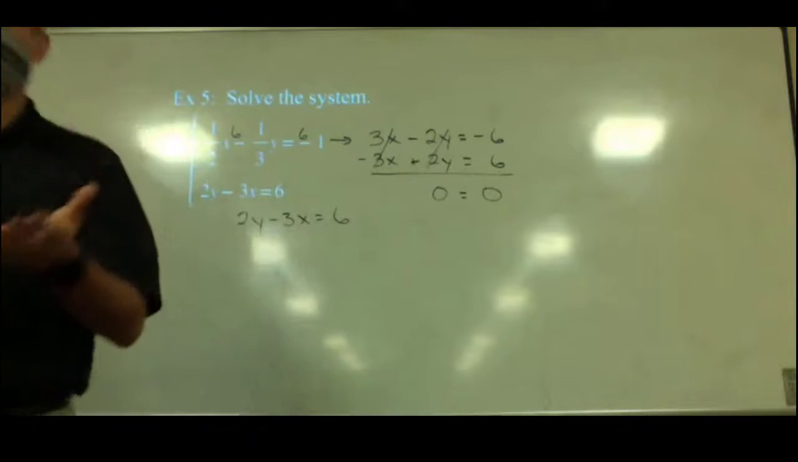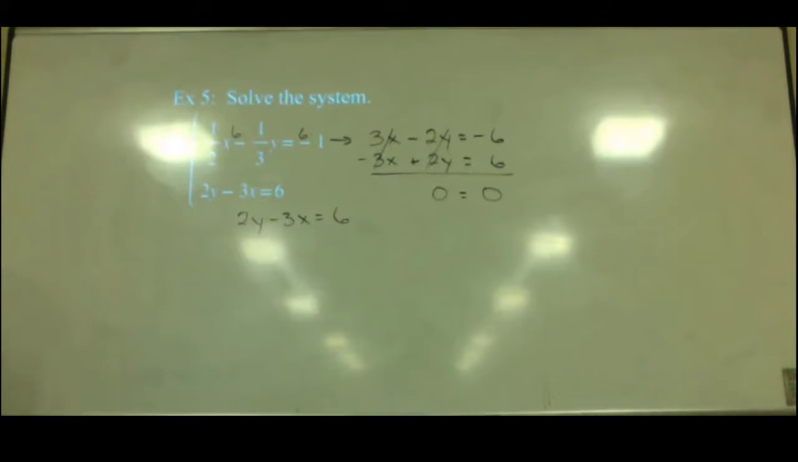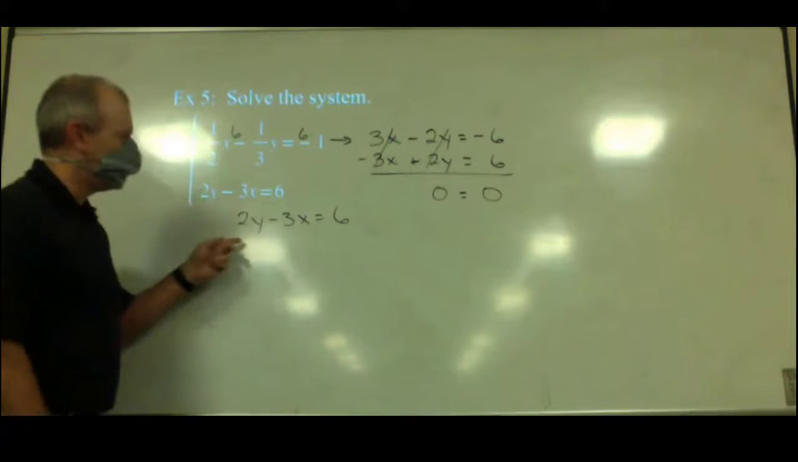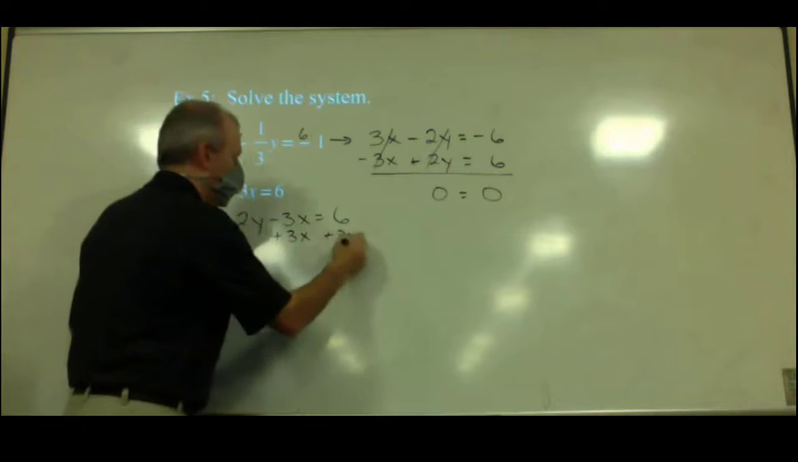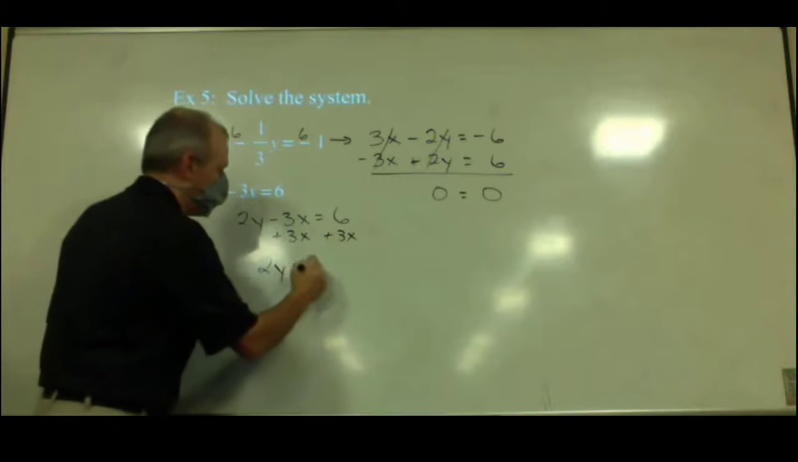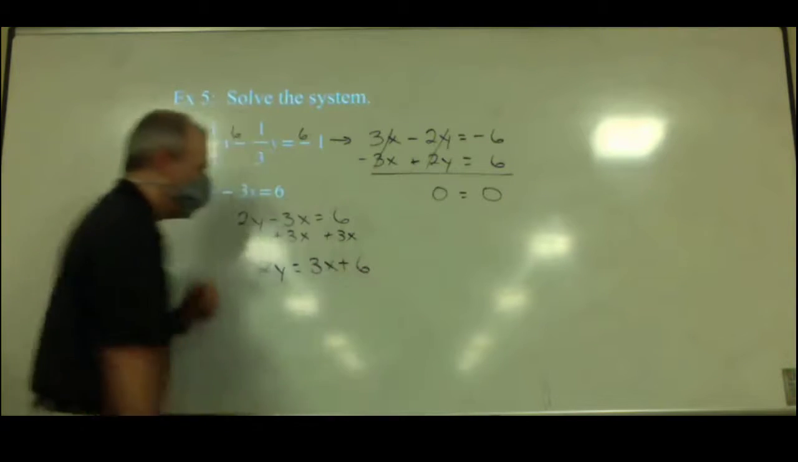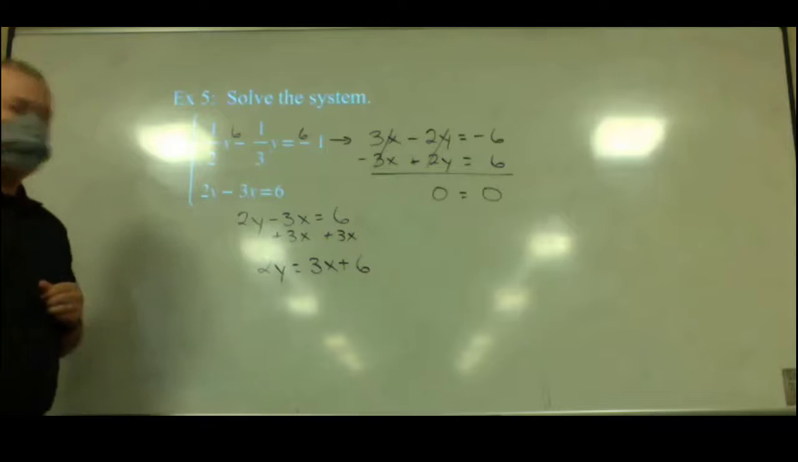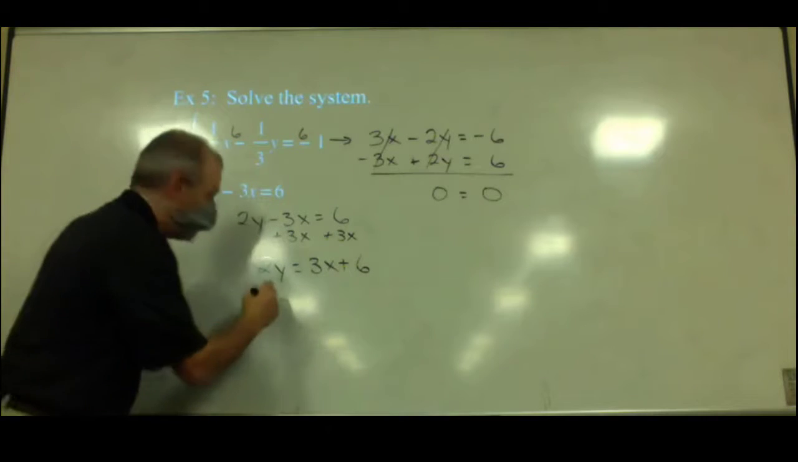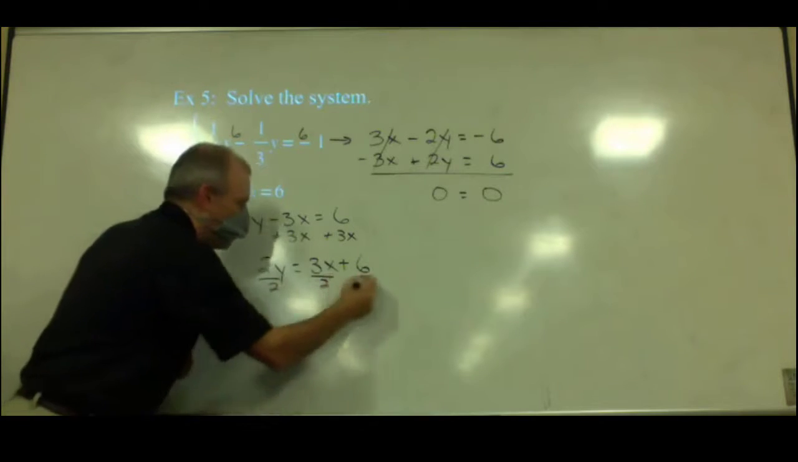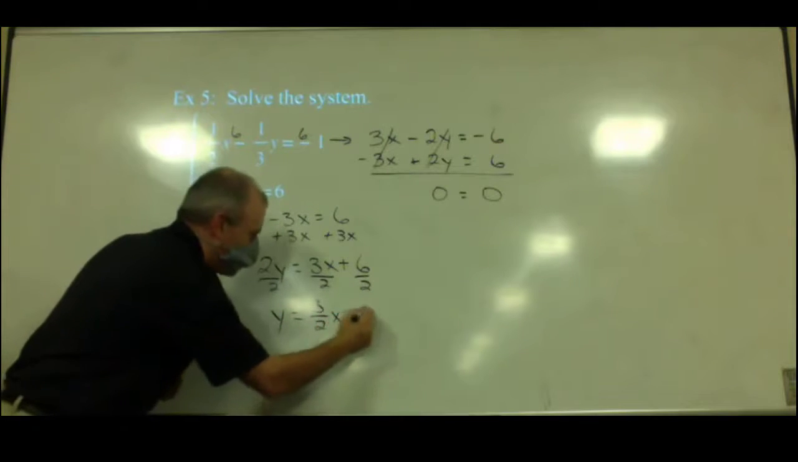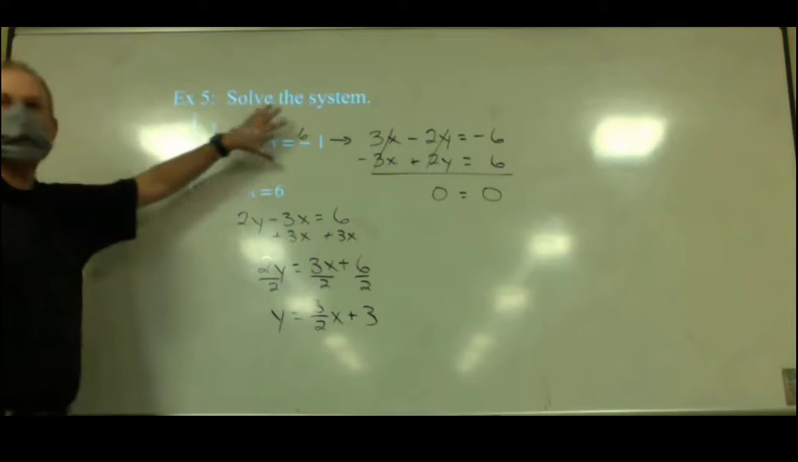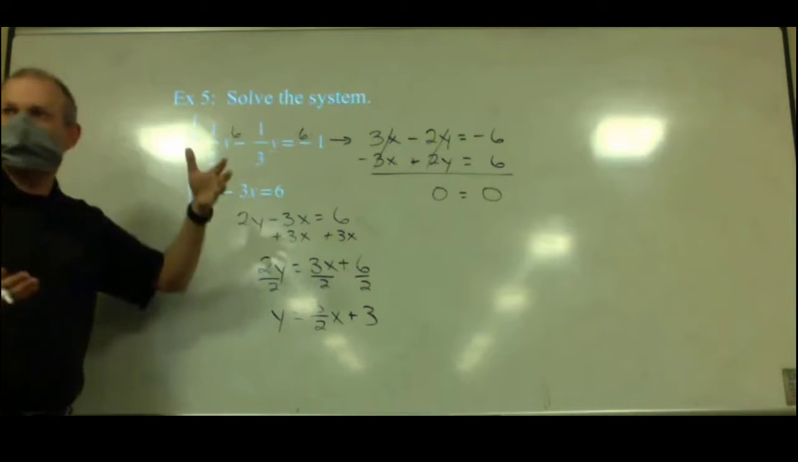And this time, let's go ahead and put it in slope-intercept form. So let's get the y by itself. So what would we do first to get this y by itself? Add 3x. So 2y equals 3x plus 6. Then what? Divide by 2. And we're going to divide everything by 2. That gives us y equals 3/2 x plus 3. Now, if you did the same thing with this one up here, you get the same answer, right? Because they're the same line.